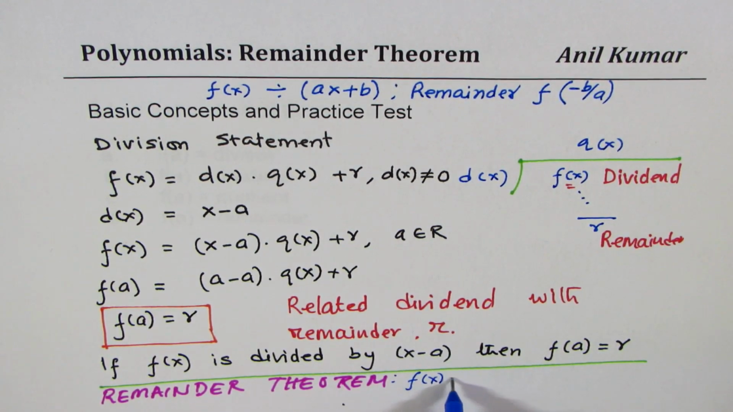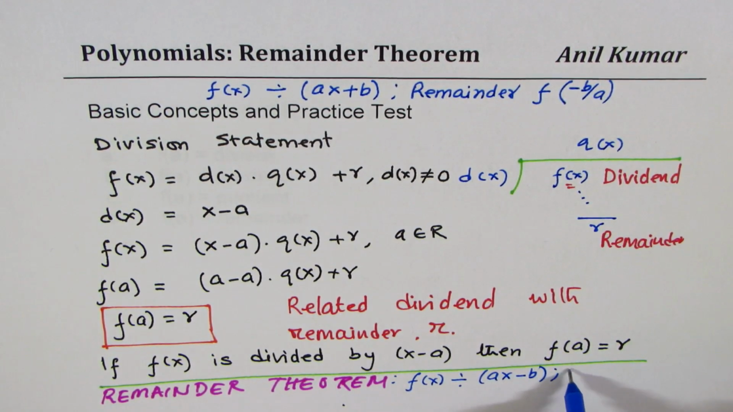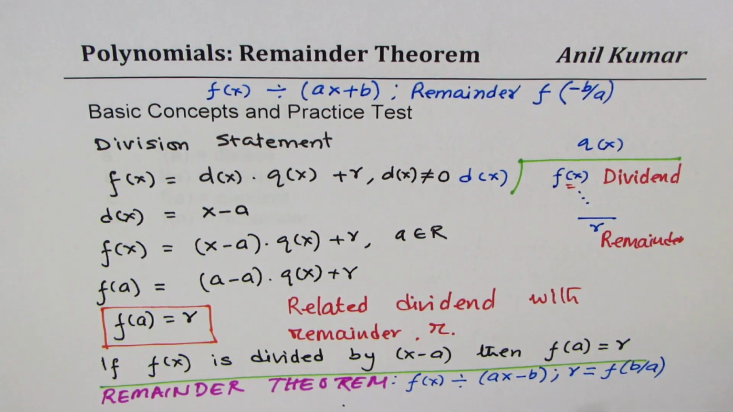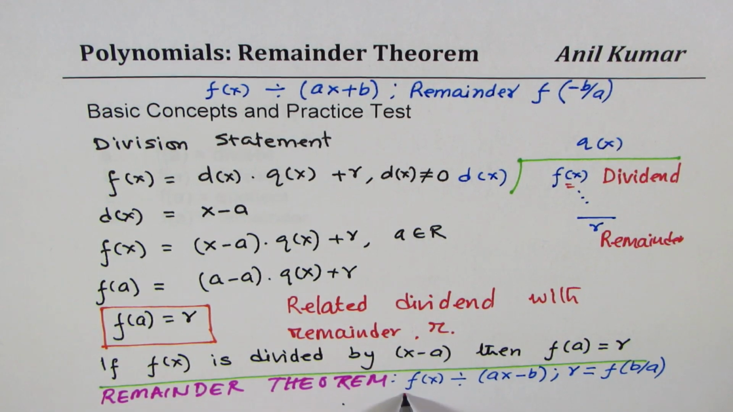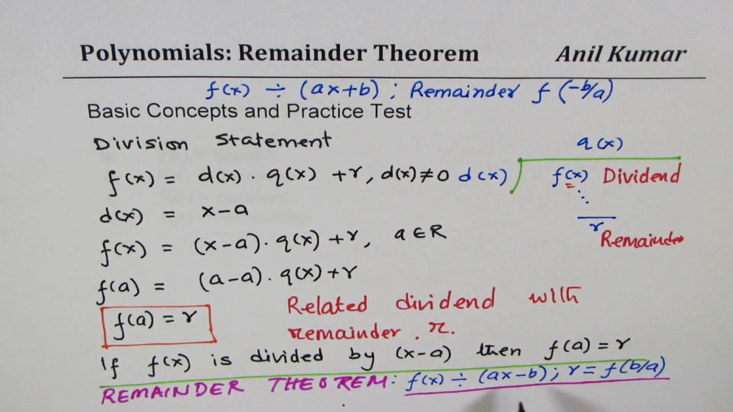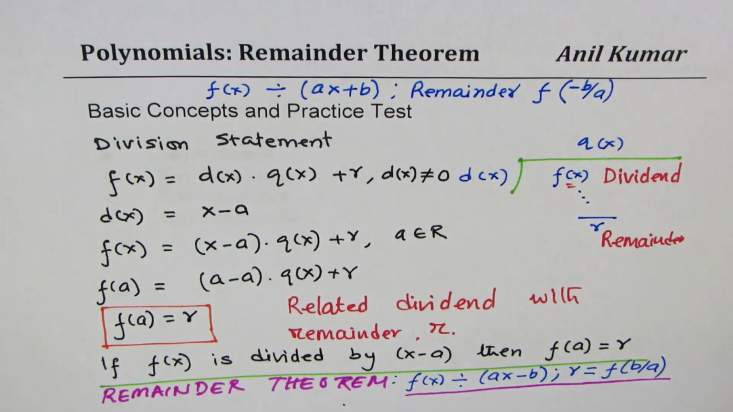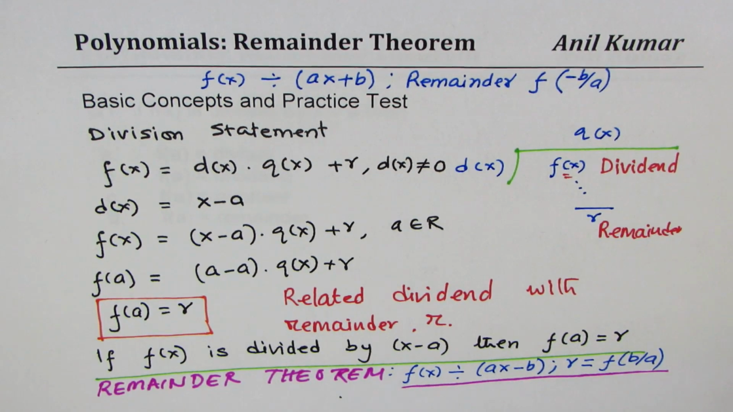If f of x is divided by ax minus b, then remainder r equals f of b divided by a. Either way. So I've given you these two ways of writing the same thing. Reason being that in some books we write plus, but in some books we write minus. But the idea is whatever makes this term 0, that is the value which we are looking for. Is that clear? Now with this small introduction, let's take up multiple choice questions.